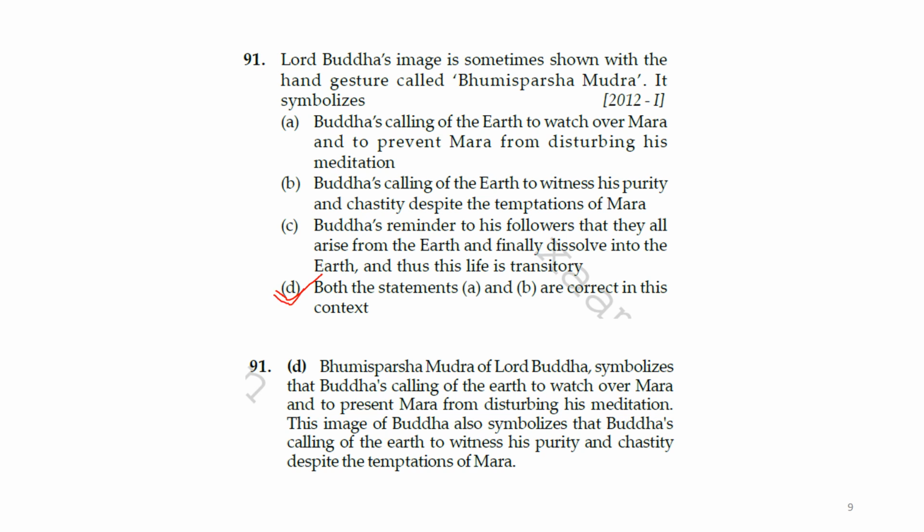Both are correct. A: Buddha calling the earth to witness over Mara and prevent Mara from disturbing his meditation, and B: Buddha calling the earth to witness his purity and chastity despite the temptation of Mara. Okay, so both are correct. You can read this explanation.